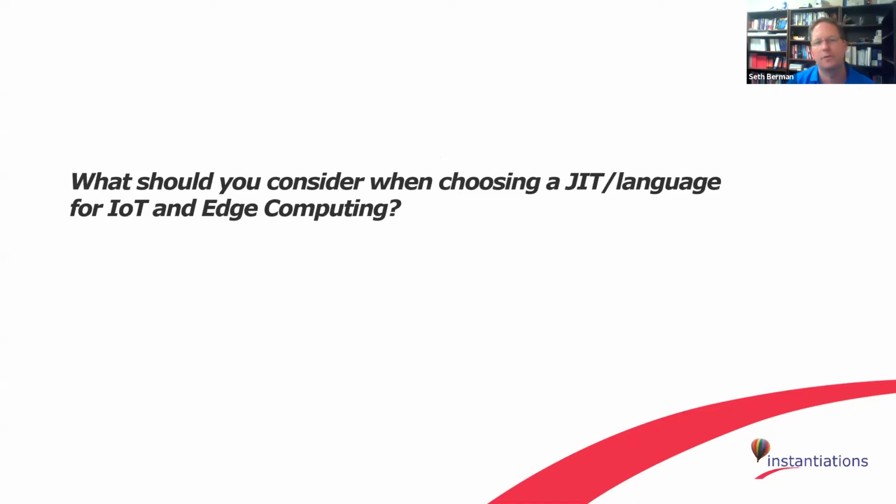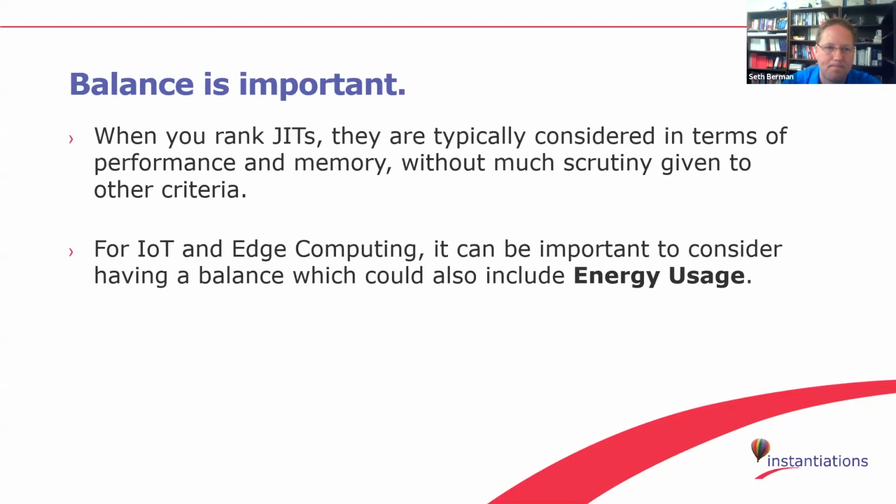Okay, now we've had that sort of flyby of just-in-time compilers, as well as considerations of dynamic translation in dynamic runtimes. What should you consider when choosing a JIT language for IoT and edge computing? Okay. Well, balance here is important. When you rank just-in-time compilers, and we hear people talk about them, they're often considered in terms of performance first, and then sort of memory.